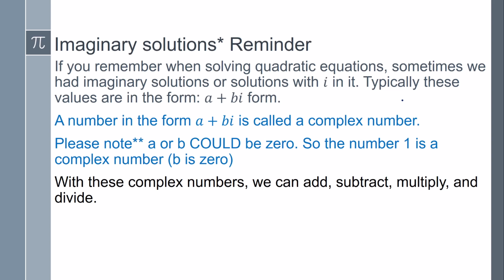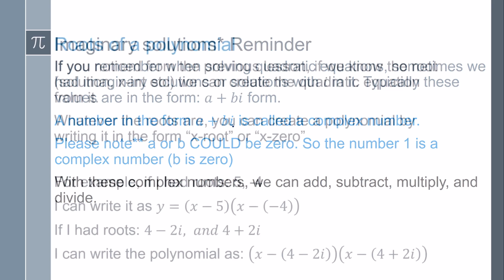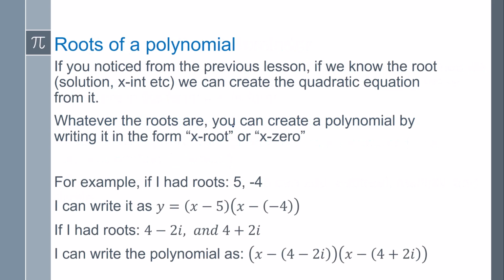Now, just as a reminder, a number of the form a plus bi is a complex number, right? It can have a real and an imaginary part. It could be both. A and b could be 0, so we can have a pure real or a pure imaginary. Now, with these complex numbers in the previous lesson, remember, we can add, subtract, multiply, and divide. Now, we can actually use these complex roots to create our polynomial.